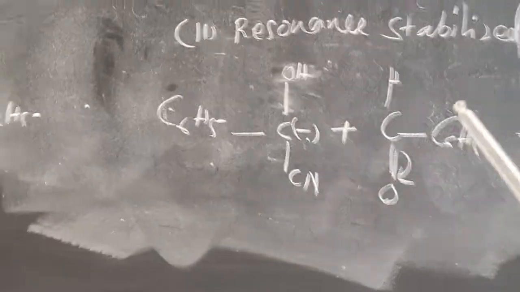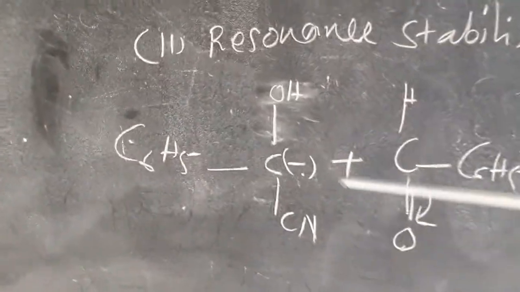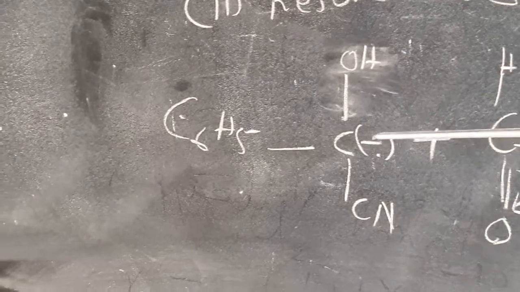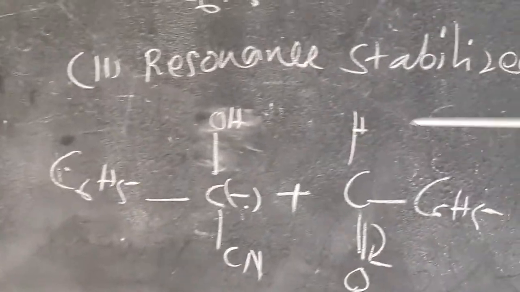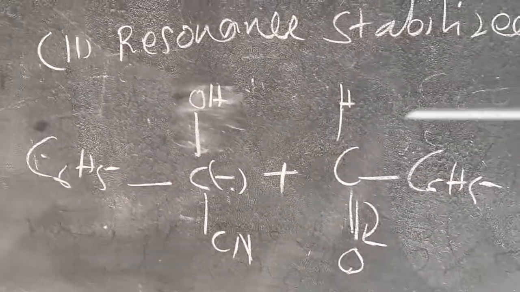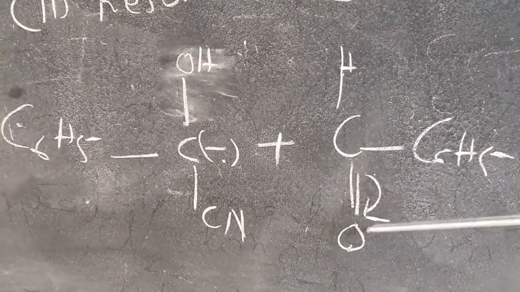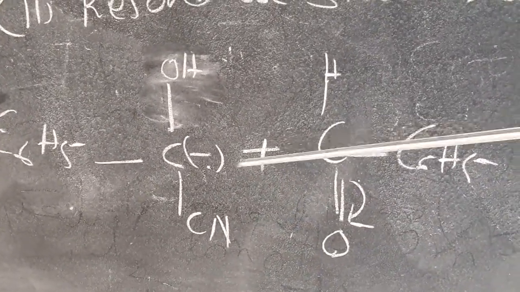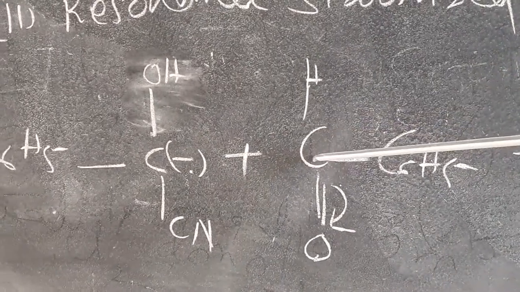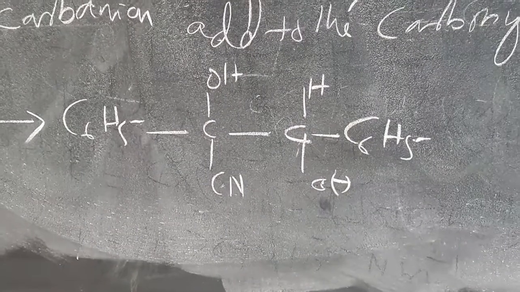Second step, see the second step. This is the carbanion formed in the previous step. This minus charge is adding to another molecule. Another molecule means this oxygen will get negative charge. Here it will be a positive charge. So this negative charge and this positive charge combine together and you will be getting an addition product like this.